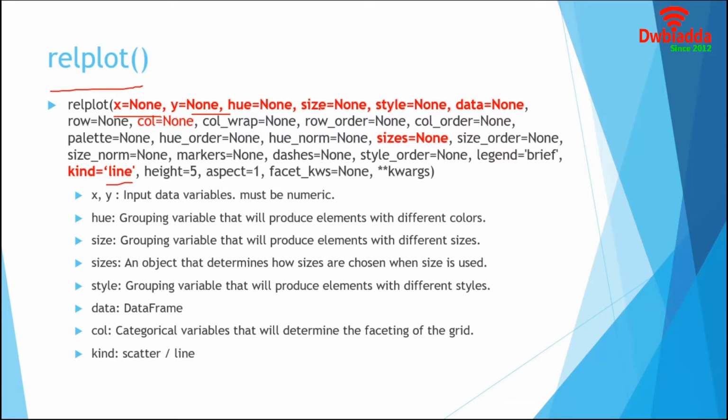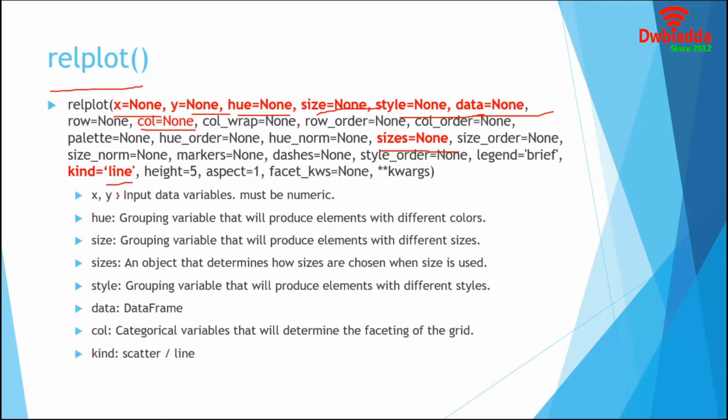We can add a third variable in the hue parameter and it will produce group elements with different colors. The size argument will visualize group elements with different sizes. This sizes is used to determine the size. The style parameter will represent the group elements with different markers. We have to assign our dataset in this data parameter. We can set a categorical variable to this col parameter and it will determine the faceting of the grid. Finally, for the kind argument we have two options: scatter, which is the default, and another one is line.